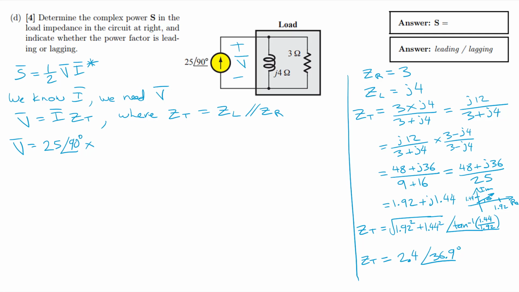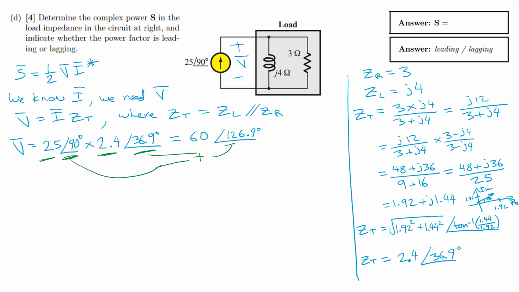Okay, and multiplying by the complex impedance that we just found over on the right hand side, so that's 2.4 at a phase angle of 36.9 degrees. Okay, and that works out to a magnitude of 60 with phase angle of 126.9 degrees. So remember, when we're doing phasors, we multiply the magnitudes and then we add the phase angles. So this plus this is that, okay?